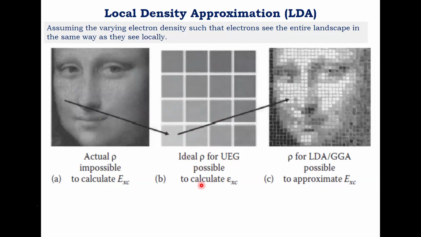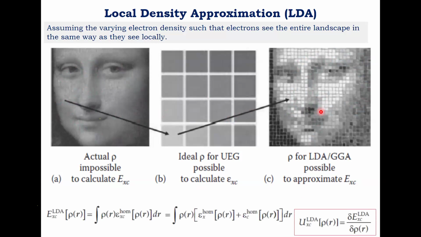When you calculate the exchange correlation energy, pictorially you obtain this picture using the local density approximation or generalized gradient approximation. This picture is capturing the actual density. If you see this first picture, it is capturing the features, not exactly, but its features are captured by the local density or the generalized gradient approximation.